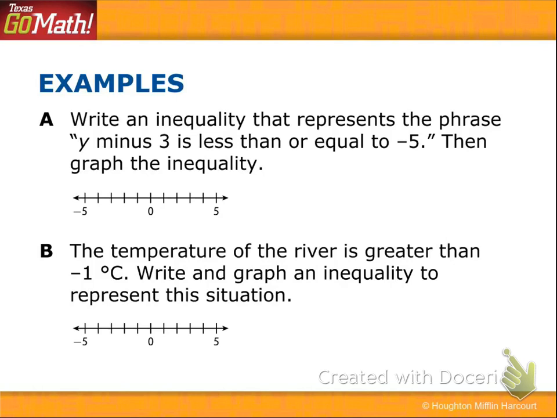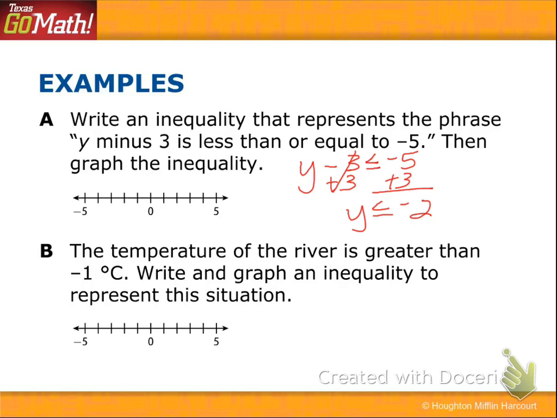Here, we need to write an inequality that represents this phrase here that's in quotes, and then we're going to graph it. So the easy part is right here, y minus 3. Well, with subtraction, of course, order matters. So this is going to be y minus 3 is less than or equal to negative 5. So now that we've done this, the next thing we have to do is solve. So the opposite of subtracting 3 would be adding 3. So I'm going to do that to both sides of my inequality. So then I'm left with y is less than or equal to negative 2.